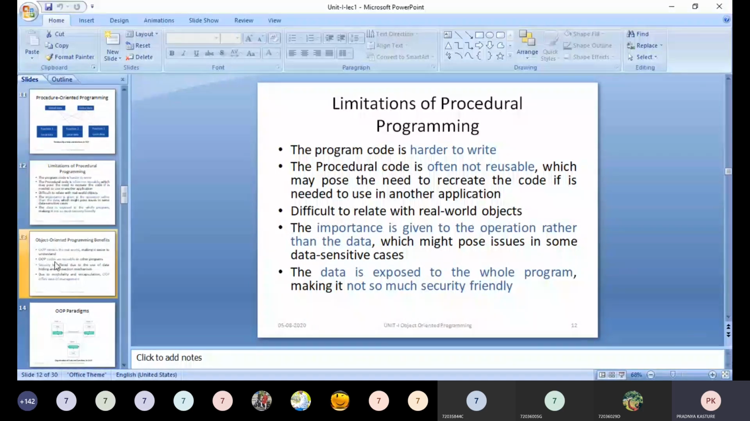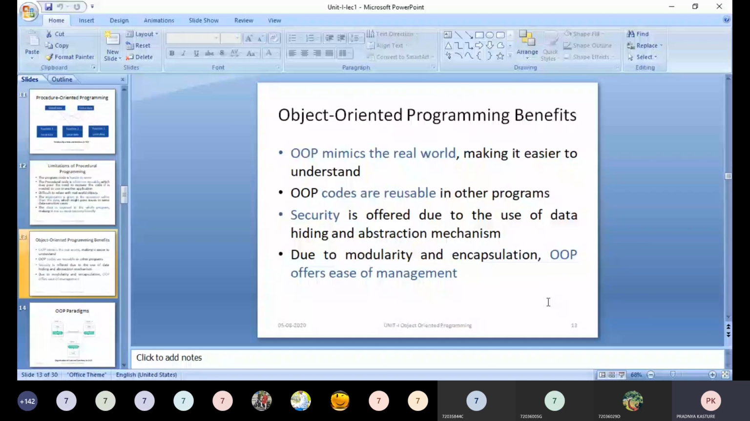So what are the benefits of OOP programming? OOP mimics the real world. It makes use of real world entities and encapsulates real world examples into the programming. Then, OOP code is reusable in other programs as well. Once a class is written, it can be reused in other programs. That is the reusability.